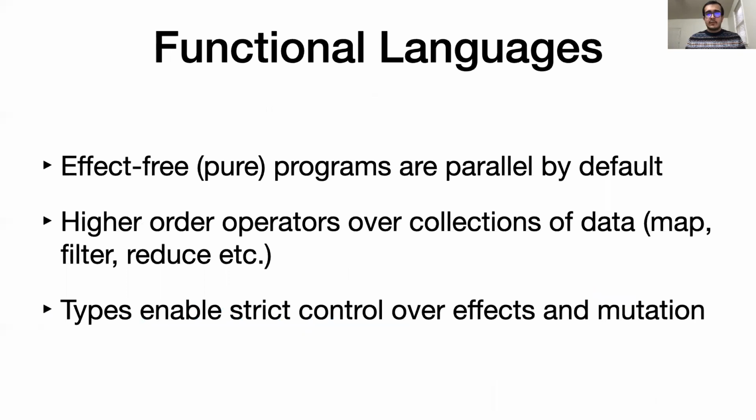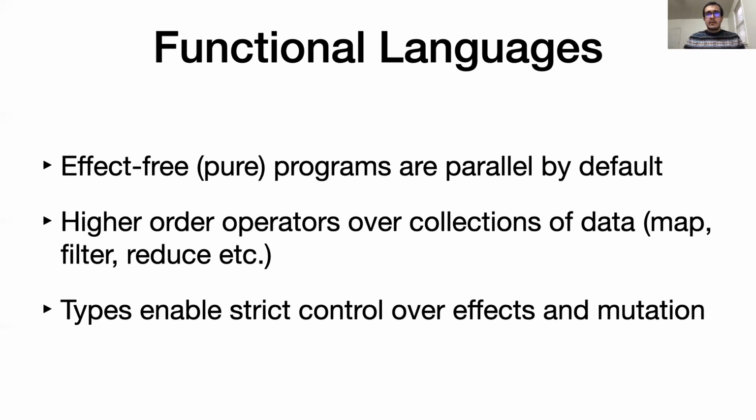Researchers have therefore proposed functional languages. The key benefit of functional languages is that pure functional programs are parallel by default, and it's easier to reason about their correctness. You can understand the code and read the code and reason about the code without thinking about how it executes in parallel. They provide higher order features, which operate over collections of data.